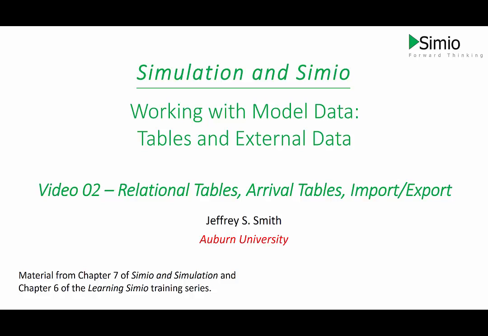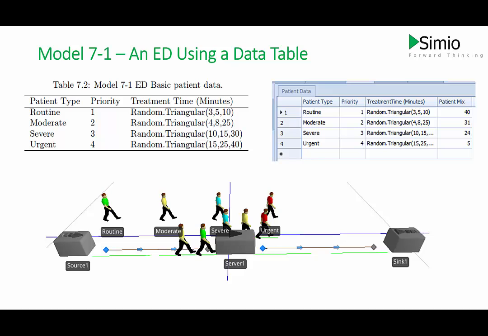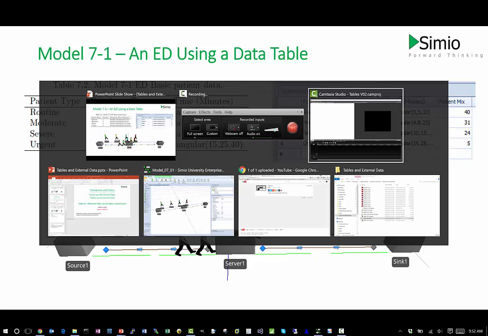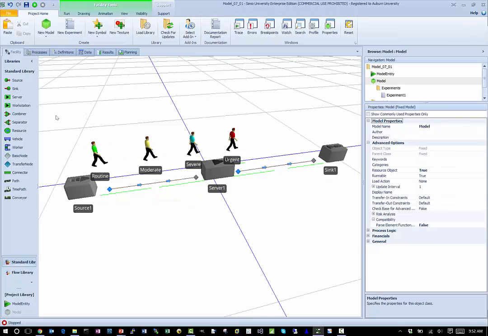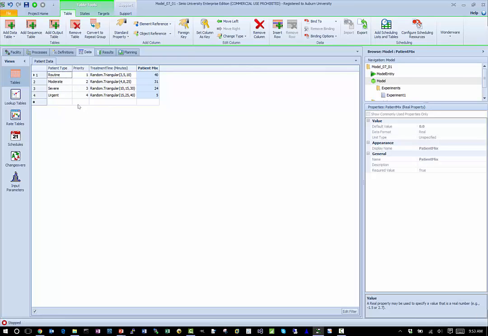This is video 2 in the Working with Model Data module, and we're talking about using data tables in Simio. From the previous video, video 1, we talked about Model 7.1, an emergency department using a data table. In this model, let me open up the model here, we can see that we have patients arriving to an emergency department, and the data table describes the patient type, priority, treatment time, and then the patient mix.